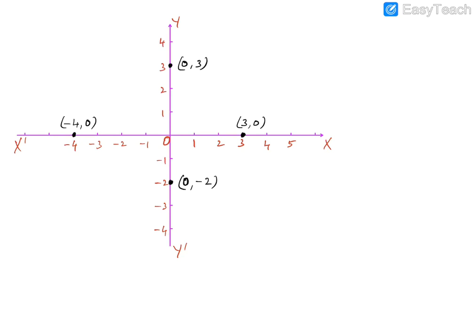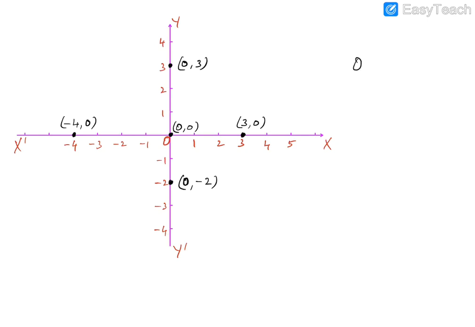Now, what will be the coordinates for the origin itself? If we have a point lying exactly on the origin here, the origin O, what is the x-coordinate for the origin? There is no shift along the x-axis from the origin, so the distance along the x-axis to the point is 0. Similarly, the distance of the point along the y direction is also 0. So the x-coordinate and the y-coordinate are both 0. So the origin is given by the coordinates 0, 0.